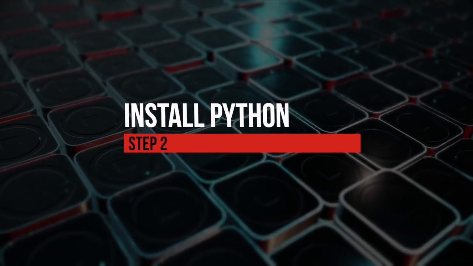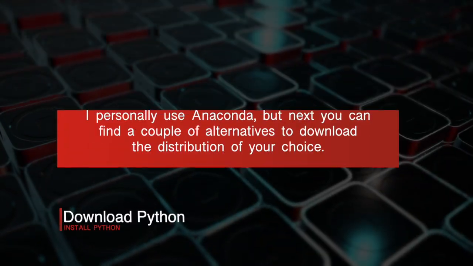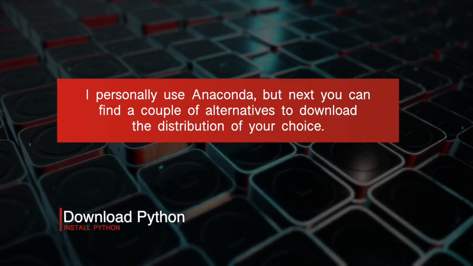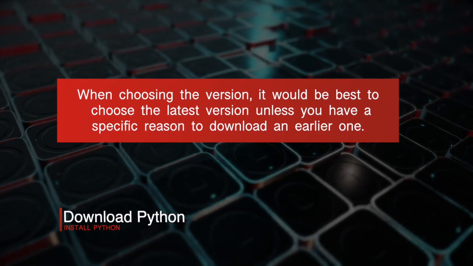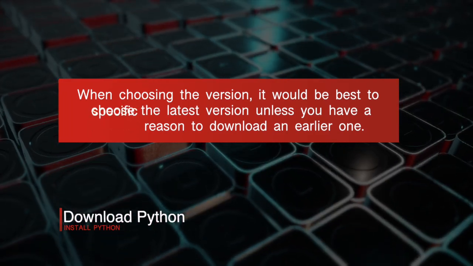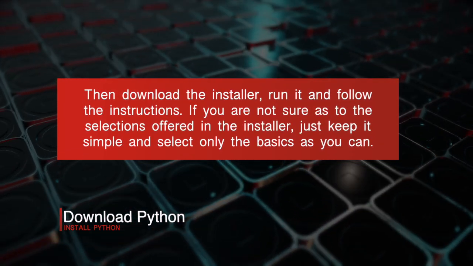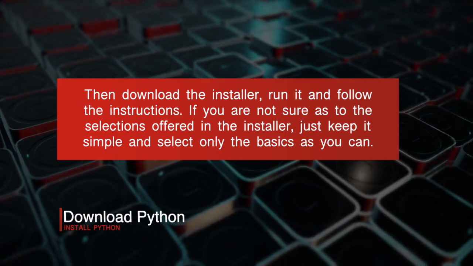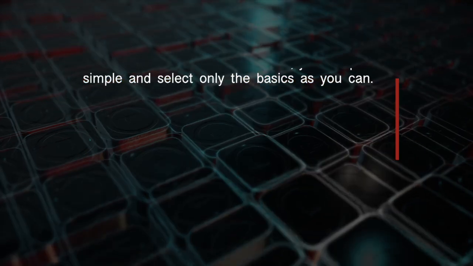Step 2. Download Python. I personally use Anaconda, but next you can find a couple of alternatives to download the distribution of your choice. When choosing the version, it would be best to choose the latest version unless you have a specific reason to download an earlier one. Then download the installer, run it and follow the instructions. If you are not sure about the selections offered in the installer, just keep it simple and select only the basics.